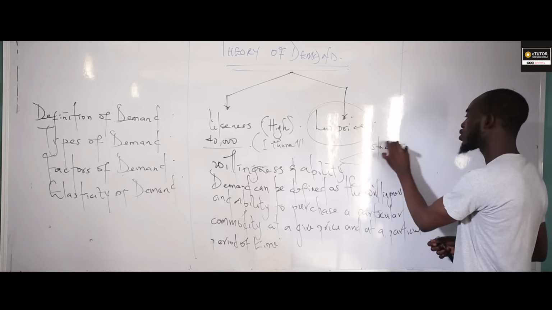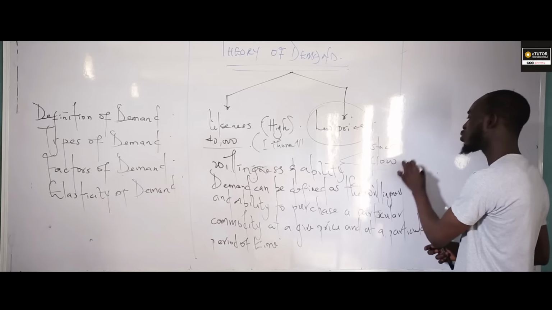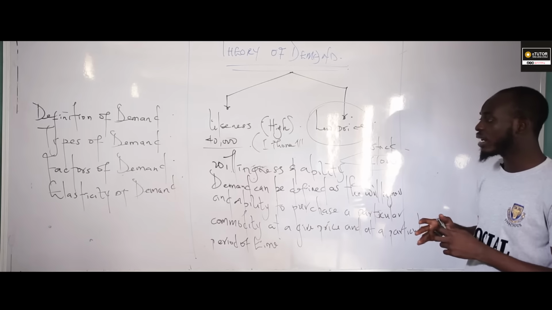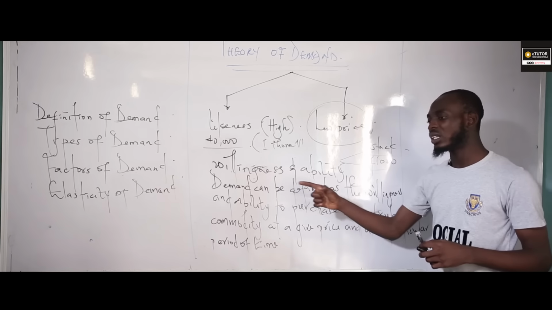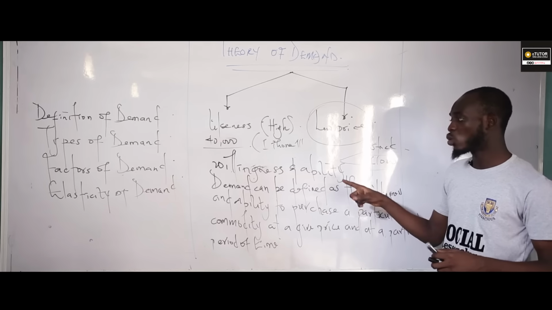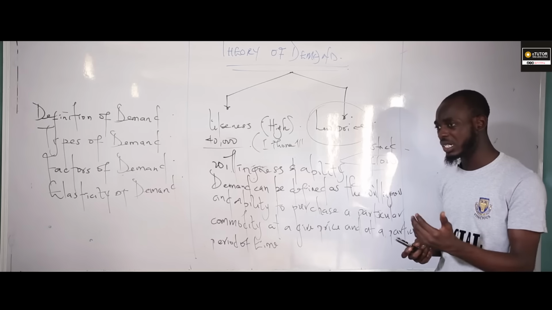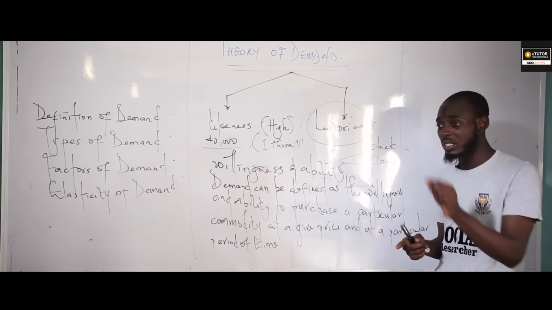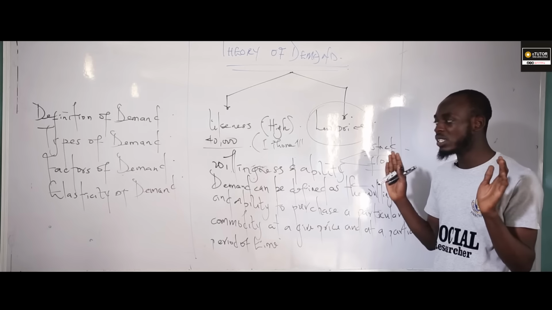There's what we call stock and flow. But I don't need to explain that. When we get to the advanced level, we understand what I'm saying. Now, looking at it, demand simply means the willingness and ability to purchase a particular commodity at a given price and at a particular period of time. That simply means demand.